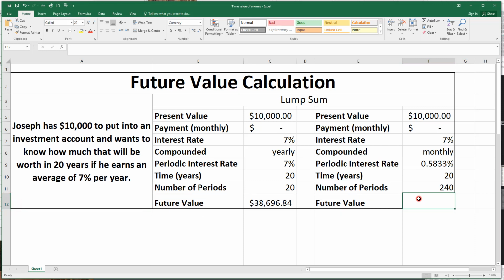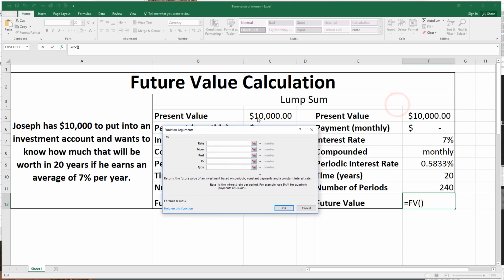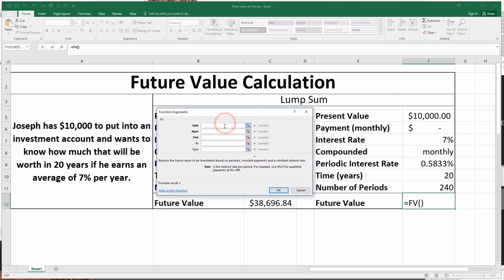So now I'm going to do the future value formula again. Equals FV, open up parentheses. Again, if you want to, I can pop out this worksheet that some people find helps them. So the rate is going to be the periodic rate. I'm going to find that here, periodic interest rate. Number of periods, it's going to be the 240 that we calculated. Payment, again, we're not doing payments right now, so I just leave that as 0. Present value at 10,000. Put that there. Again, we're not worried about type right now. We'll get to that later with payments.